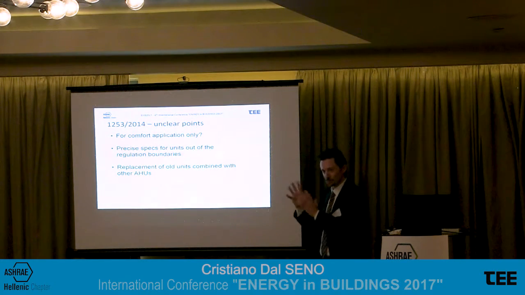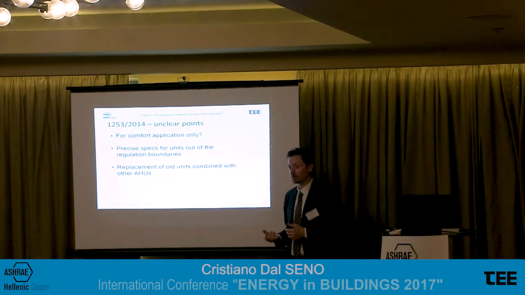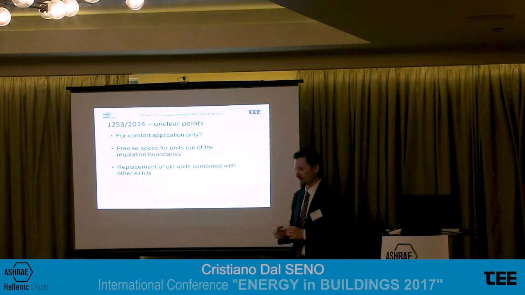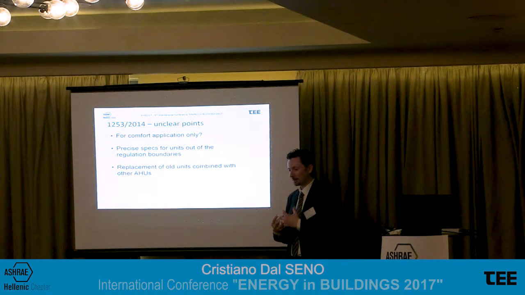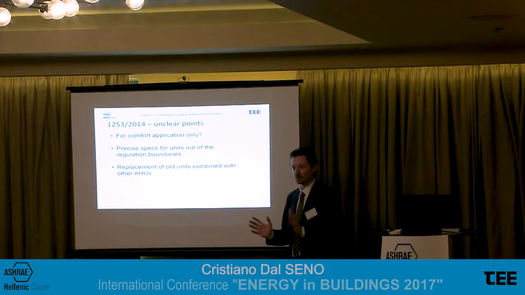So about the boundaries, we already said. Replacement of all units combined with other air handling units. This is really a tough matter. I have to change my old air handling unit. In the roof, I have only 2 meters by 5 meters, and I must put everything inside because I don't want to reduce the capacity of the air handling unit to provide comfort. I cannot cancel cold coils or hot coils or whatever. It must give the same performances that it gave in the past.